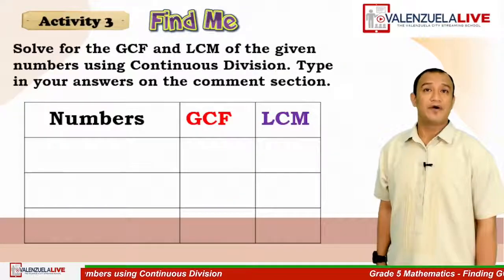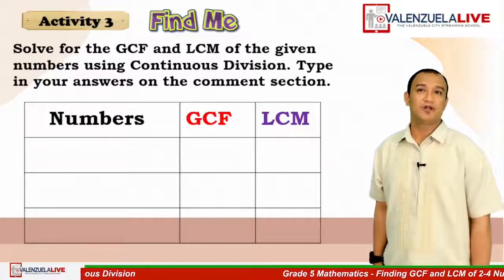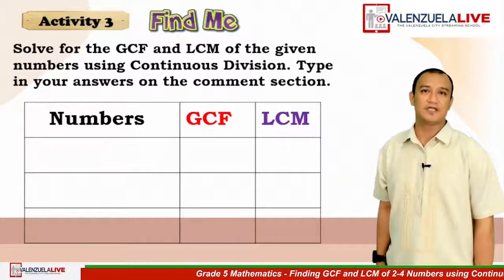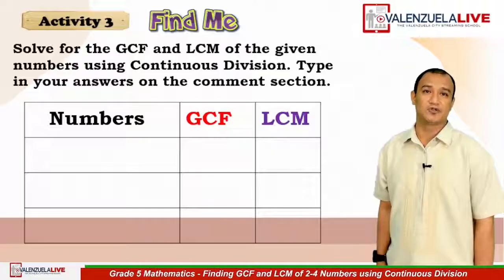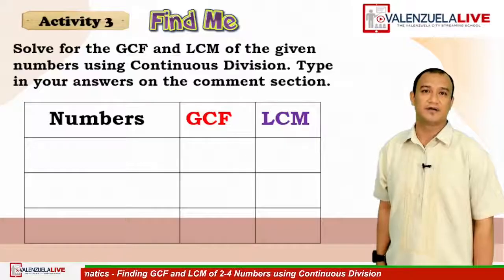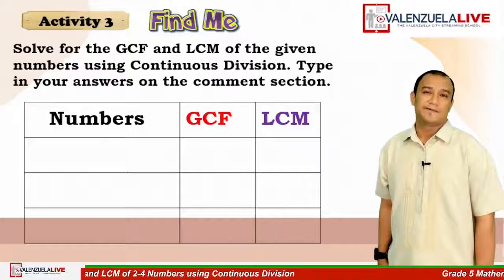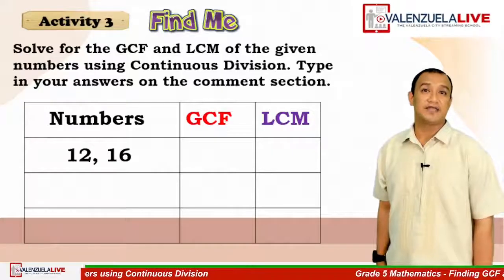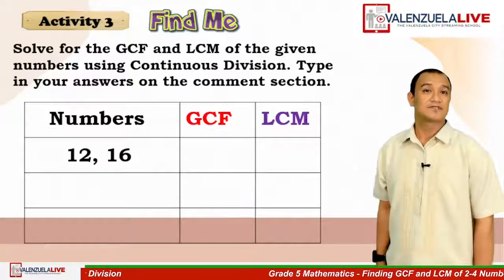Now, for our activity 3, entitled Find Me, solve for the GCF and the LCM of the given numbers using continuous division. Type in your answers on the comment section. You are given only 60 seconds for each given number. Okay, are you ready? Okay, good. For given number 1, find the GCF and LCM of 12 and 16. Your time starts now.